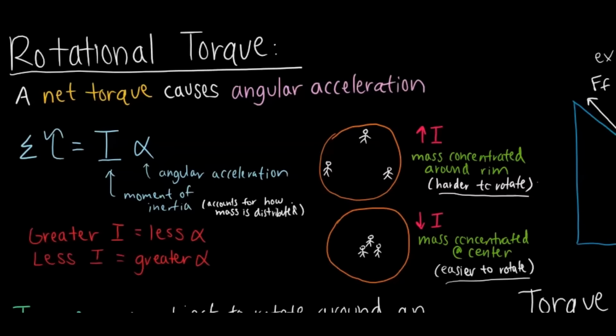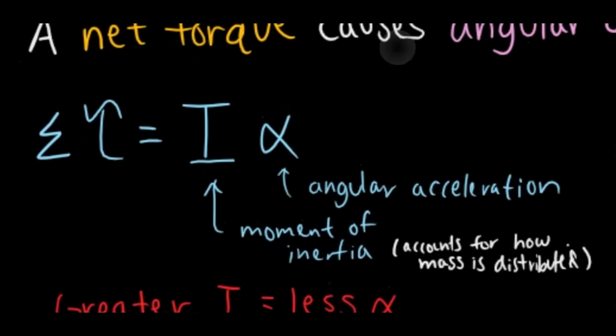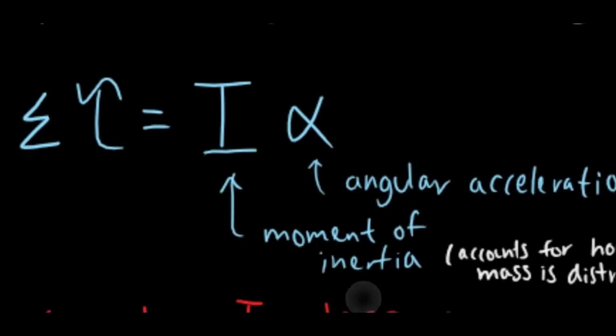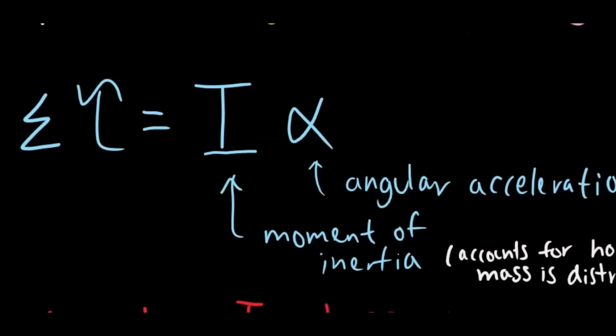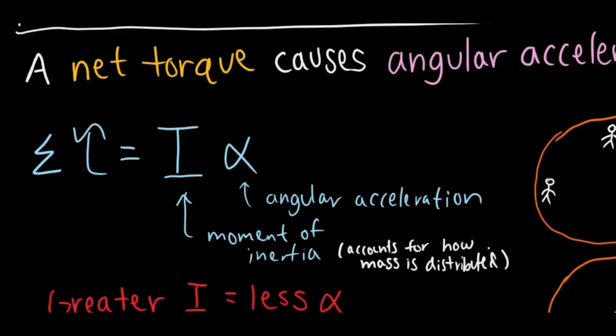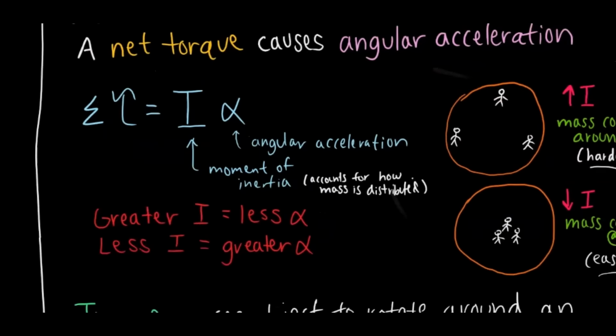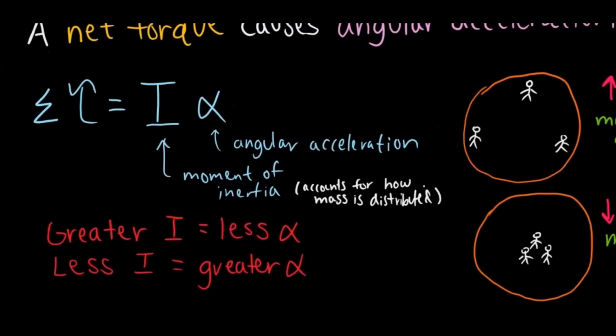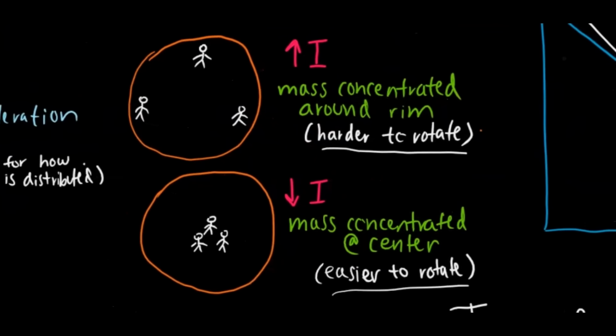All right, so the next big topic is rotational torque. So this sort of connects with forces and dynamics, right? So a net torque is going to cause angular acceleration. And the equation here is net torque equals moment of inertia, which is sort of like mass, except it accounts for how mass is distributed, times angular acceleration. So that's very similar to net force equals ma. All right, so a greater moment of inertia will lead to less angular acceleration given the torque is the same, and vice versa for less moment of inertia.